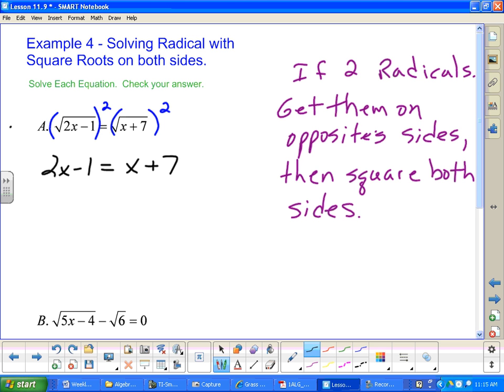So what are we supposed to do when we have a variable on both sides? Okay, we want to get rid of one of them. Which one do we want to get rid of? We want to get rid of the smallest one, right? So what's smaller, positive 2 or positive 1? Positive 1. So we're going to subtract x from both sides first. So we get x minus 1 equals 7, and then add 1 to both sides. So x equals 8.